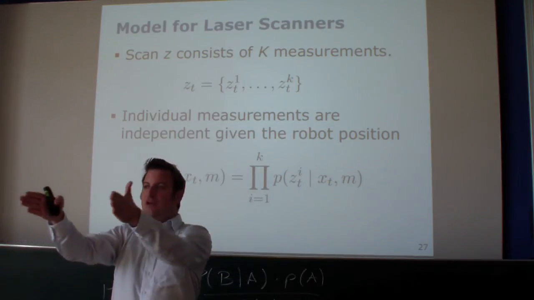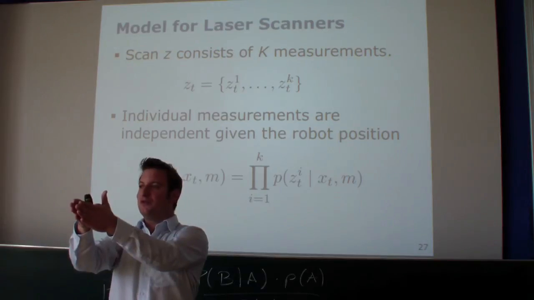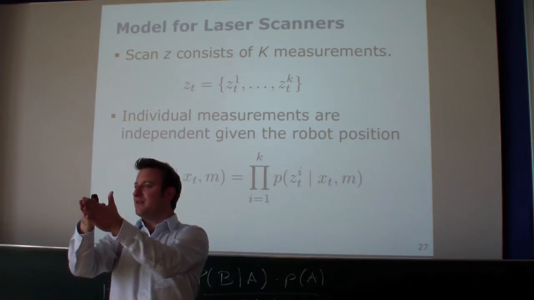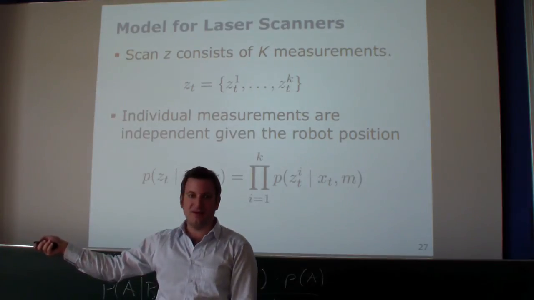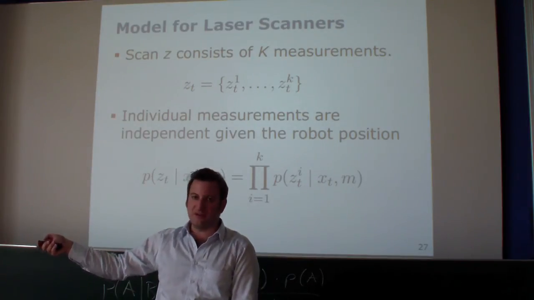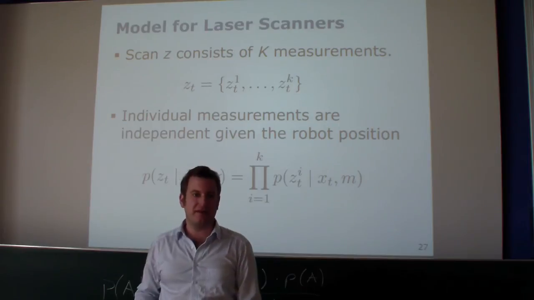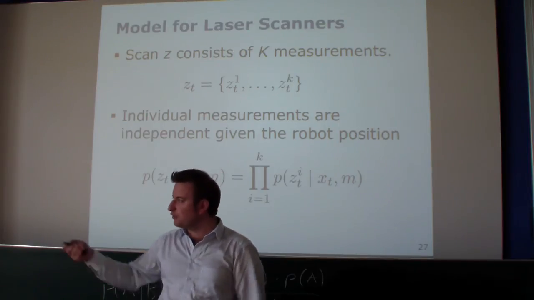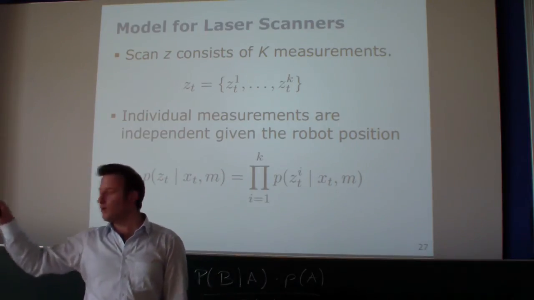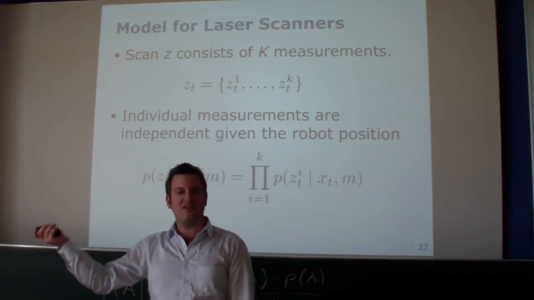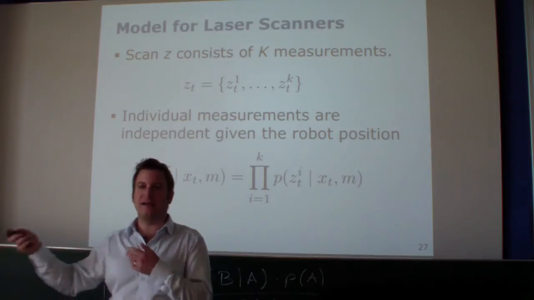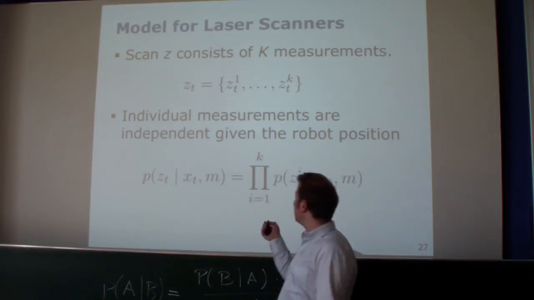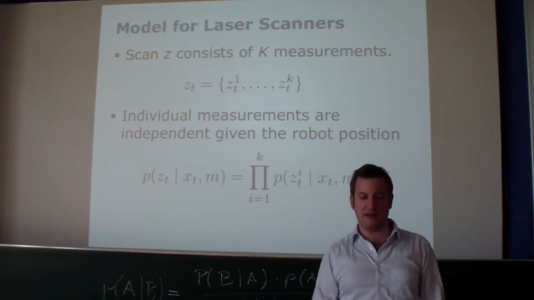As soon as you decrease the angular difference between those two beams, the more likely it is that they are actually dependent. So if you measure in this direction and then a fraction of a degree to the right or left hand side, you're quite likely to measure the same thing or a very similar value. Of course, it could be, let's say, at a corner, where once you look on the right hand side of the corner and once on the left hand side, but this typically doesn't happen that often. It's more likely that they are actually not independent. But the standard model assumes that they are independent.